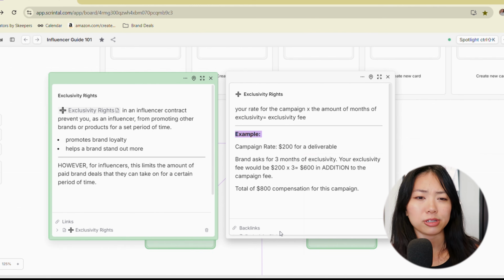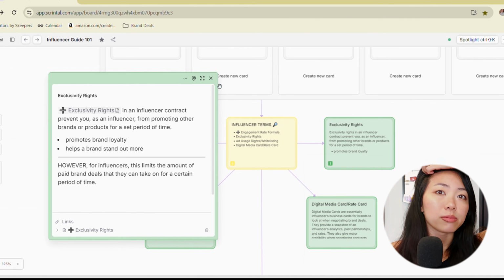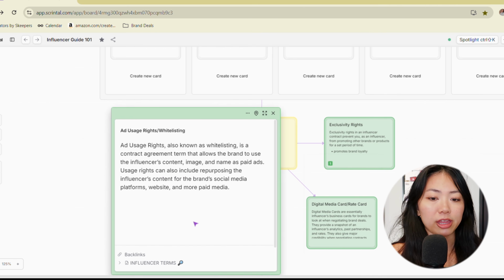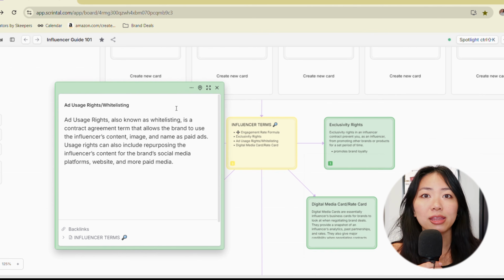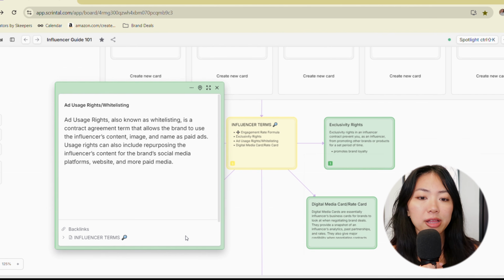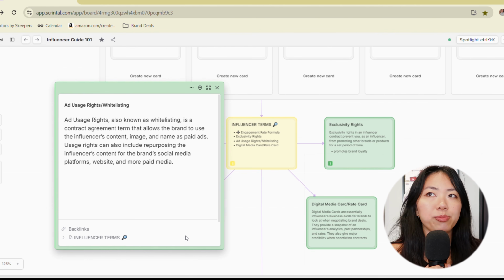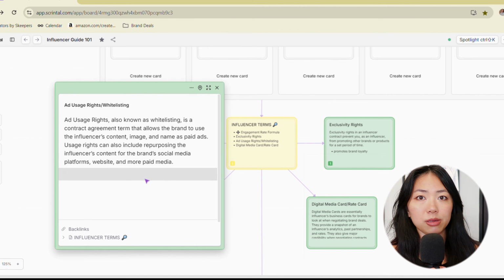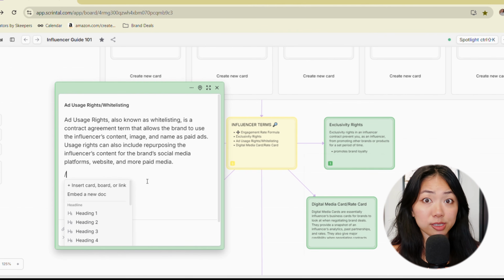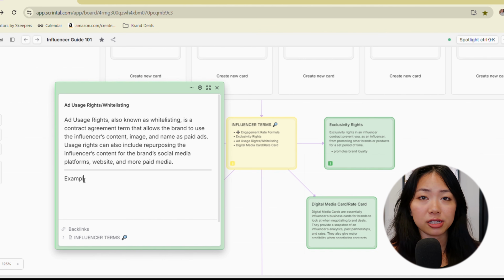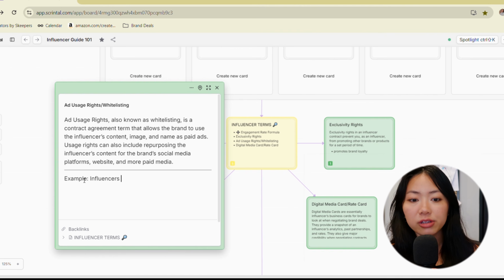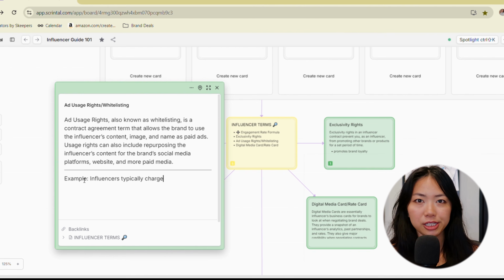Ad usage rights, also known as whitelisting, I'm pretty sure, correct me on that, is a contract agreement term that allows the brand to use the influencer's content, image, name, and likeness as paid ads. Usage rights can also include repurposing the influencer's content for the brand's social media platforms, websites, and other forms of paid media usage. I've seen influencers typically charge around 15 to 25% of their base rate for ad usage fees or usage rights in general. This percentage can also pertain to the exclusivity fee if you don't want to do the multiplication by months.